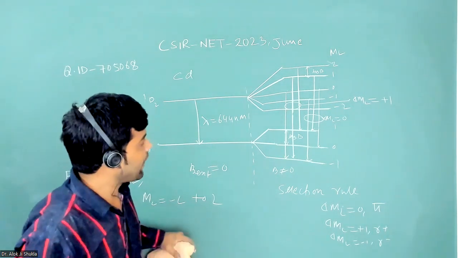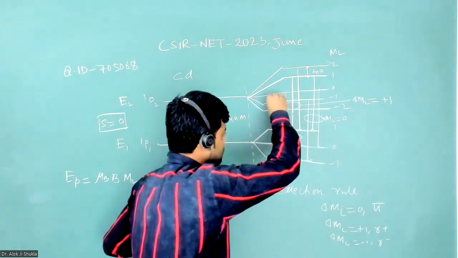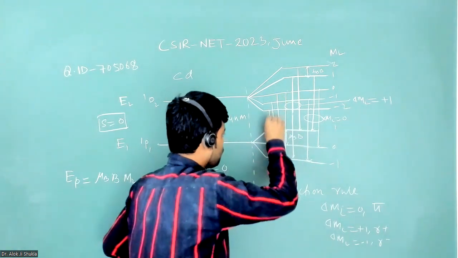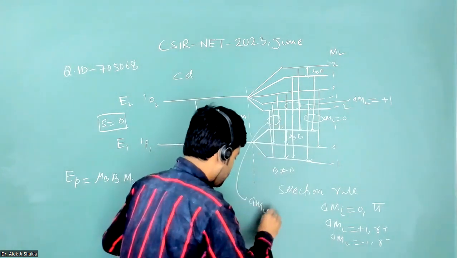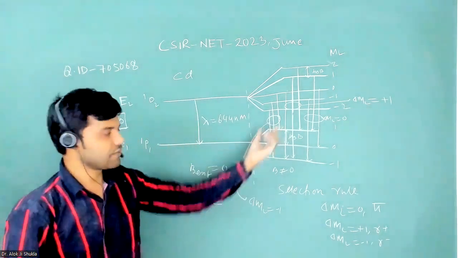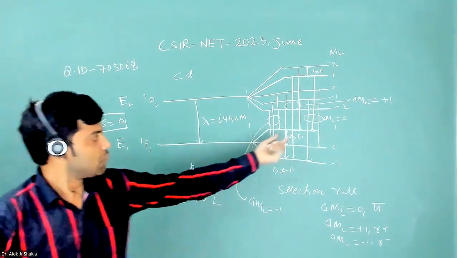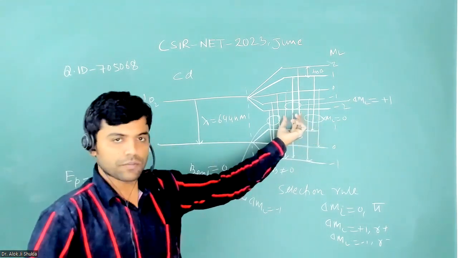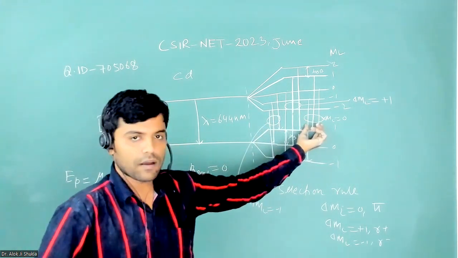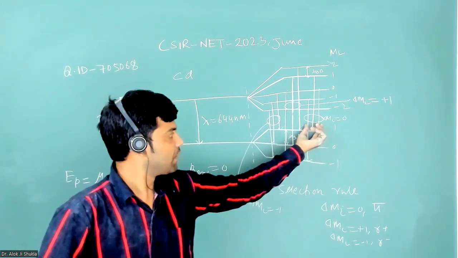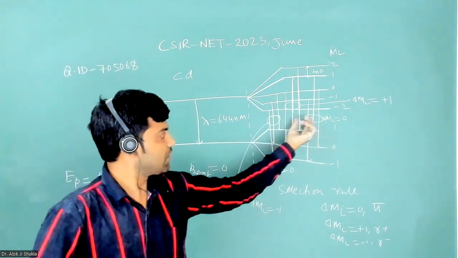Similarly, delta ml equals minus 1. It means there is a transition from 0 to 1, or minus 1 to 0, or minus 2 to minus 1. Again, these three transitions will give you the same energy photon. So this will be one line, this will correspond to another line, and this will correspond to another line. The delta ml equals 0 photons have different energy as compared to plus 1 and minus 1. So you will get three different lines.